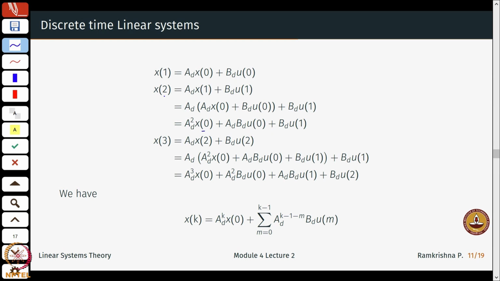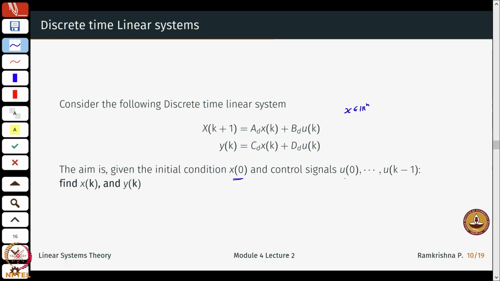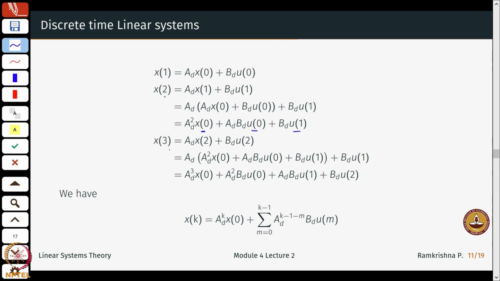So, to compute x2 I need x naught, I need the input at 0 and I need the input at 1. So, that is what these statements mean. Given an initial condition x naught and given u naught till u k minus 1, can I find x k and y k? That is the reason I need information on this also. Similarly, to compute x3 I need x naught, u at 0, u at 1 and u at 2, and generally if I were to compute the value of the state at any time k.